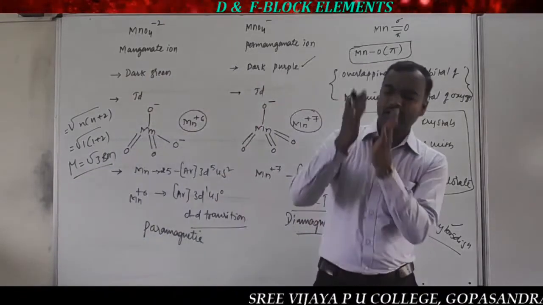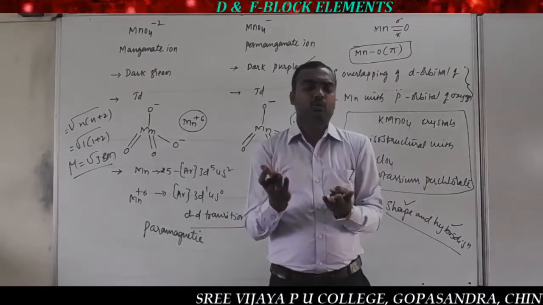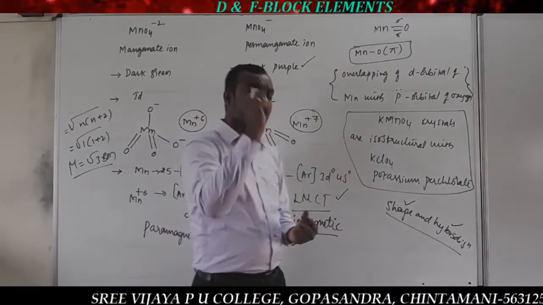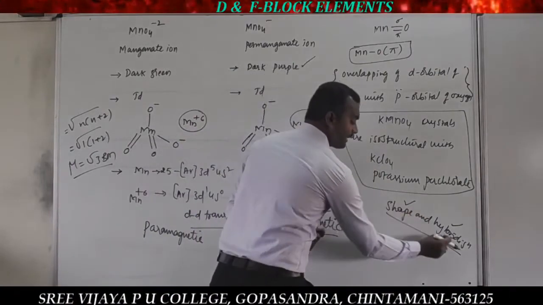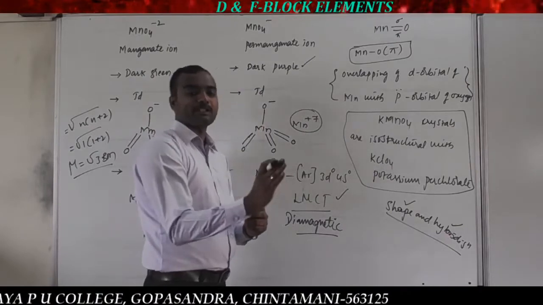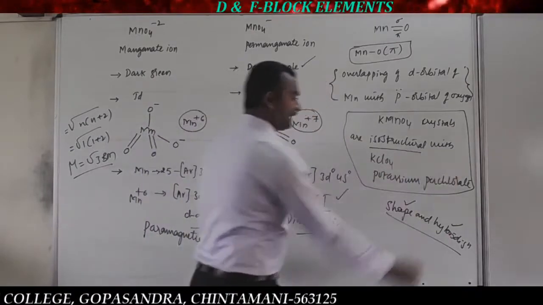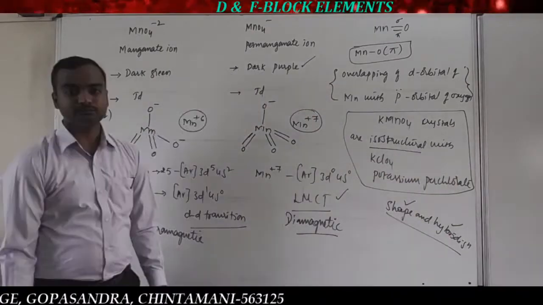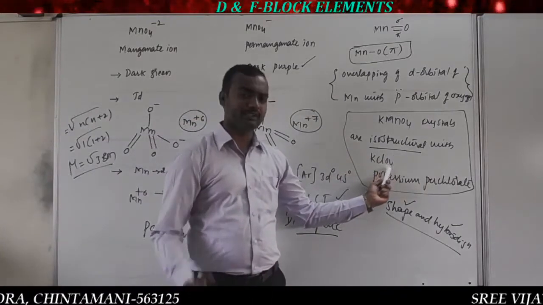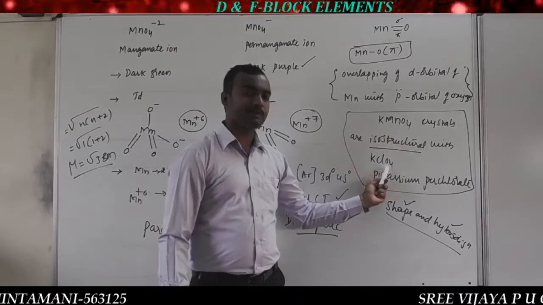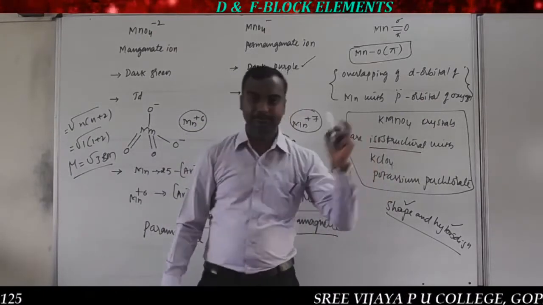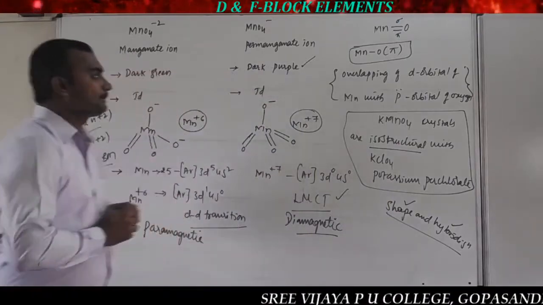The question is: among the following groups, which group contains isostructural species? So for isostructural species, we have to concentrate on the shape and also the hybridization. The hybridization should be the same for both species, and if the shape is also the same, then those species are called isostructural species. So that's about potassium permanganate crystals being isostructural with potassium perchlorate, having the same shape and the same hybridization of manganese and chlorine.